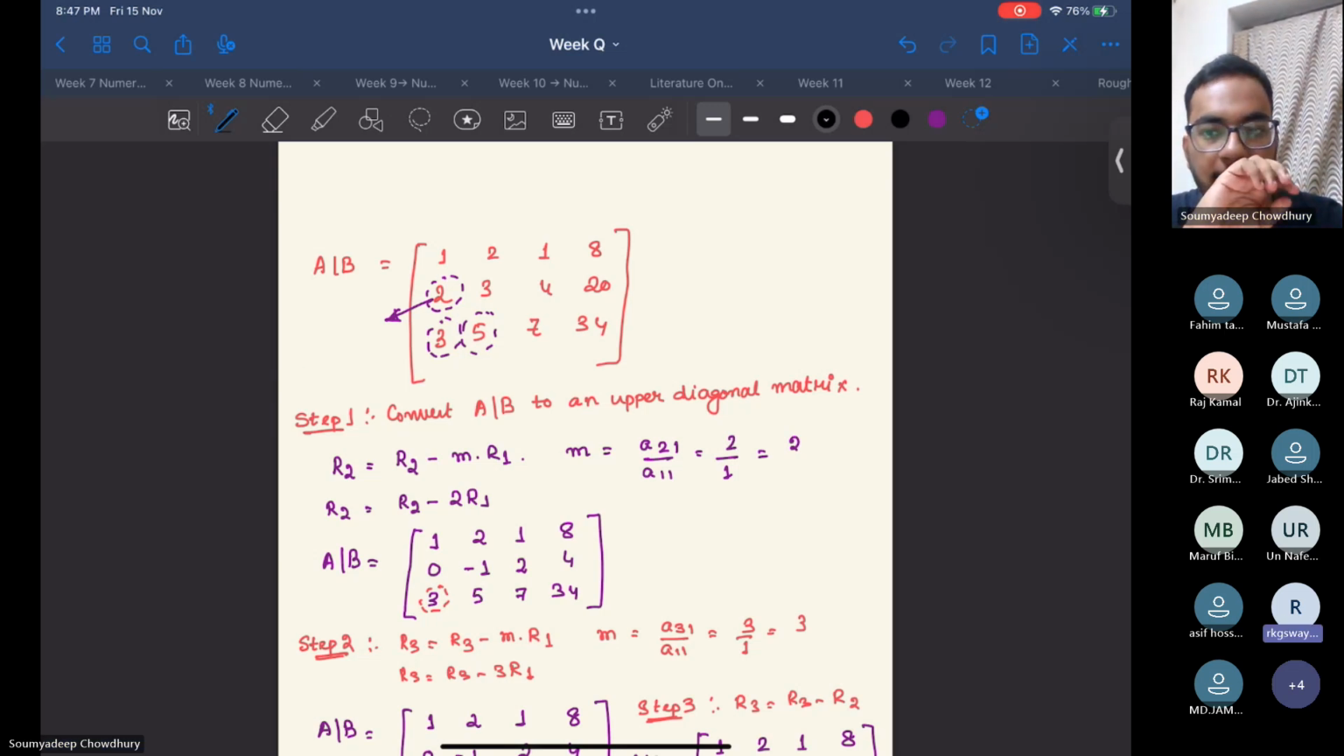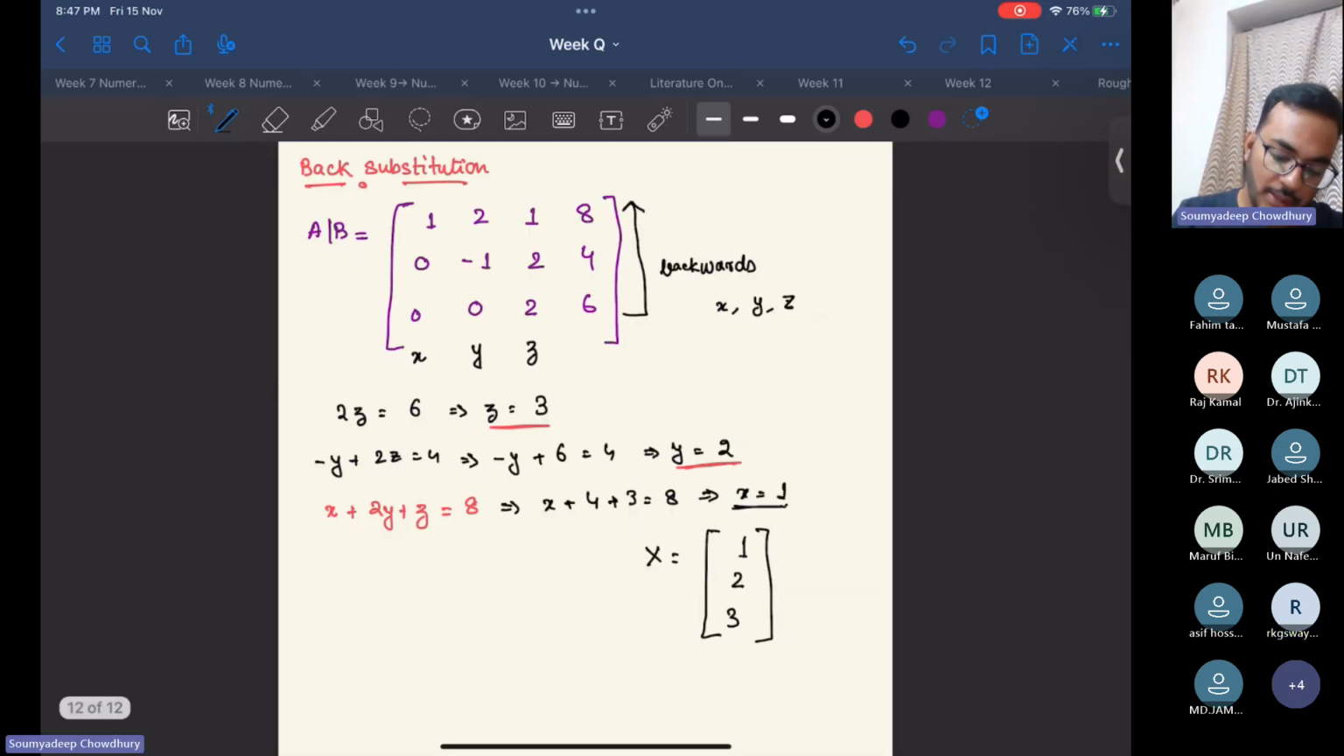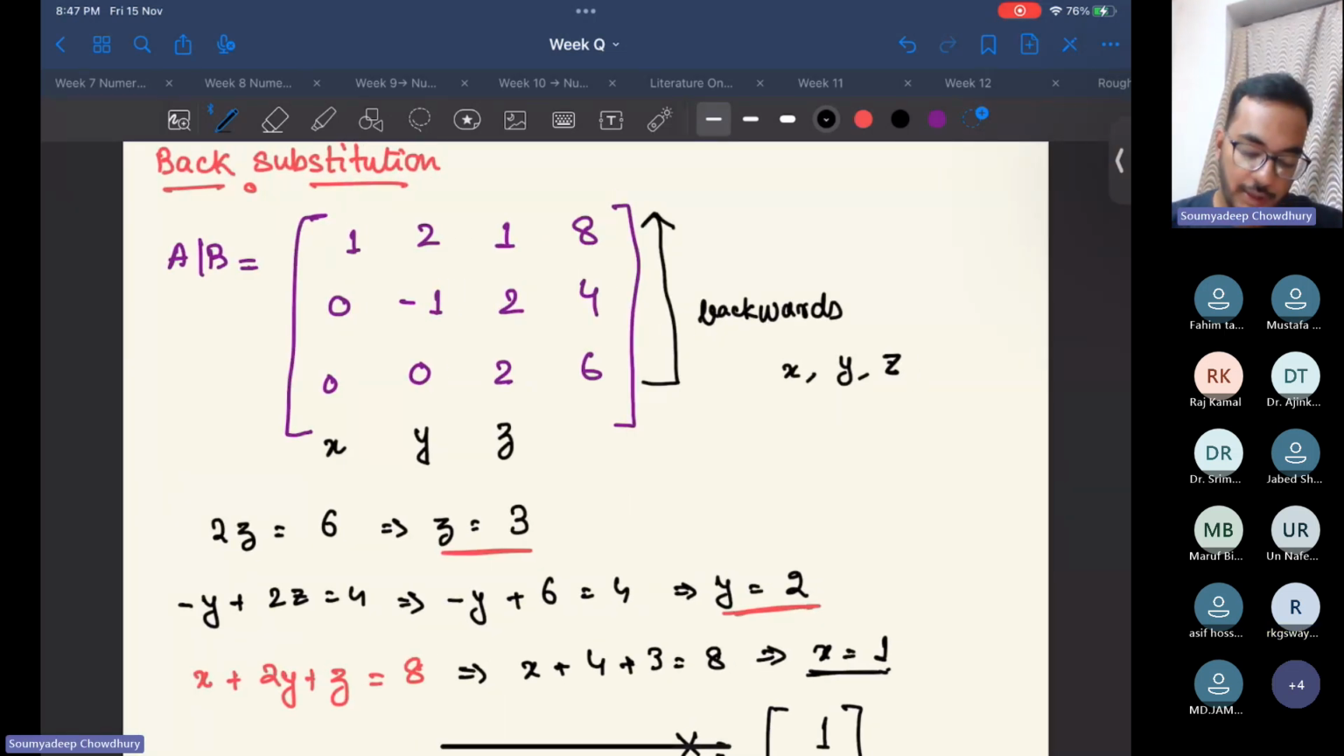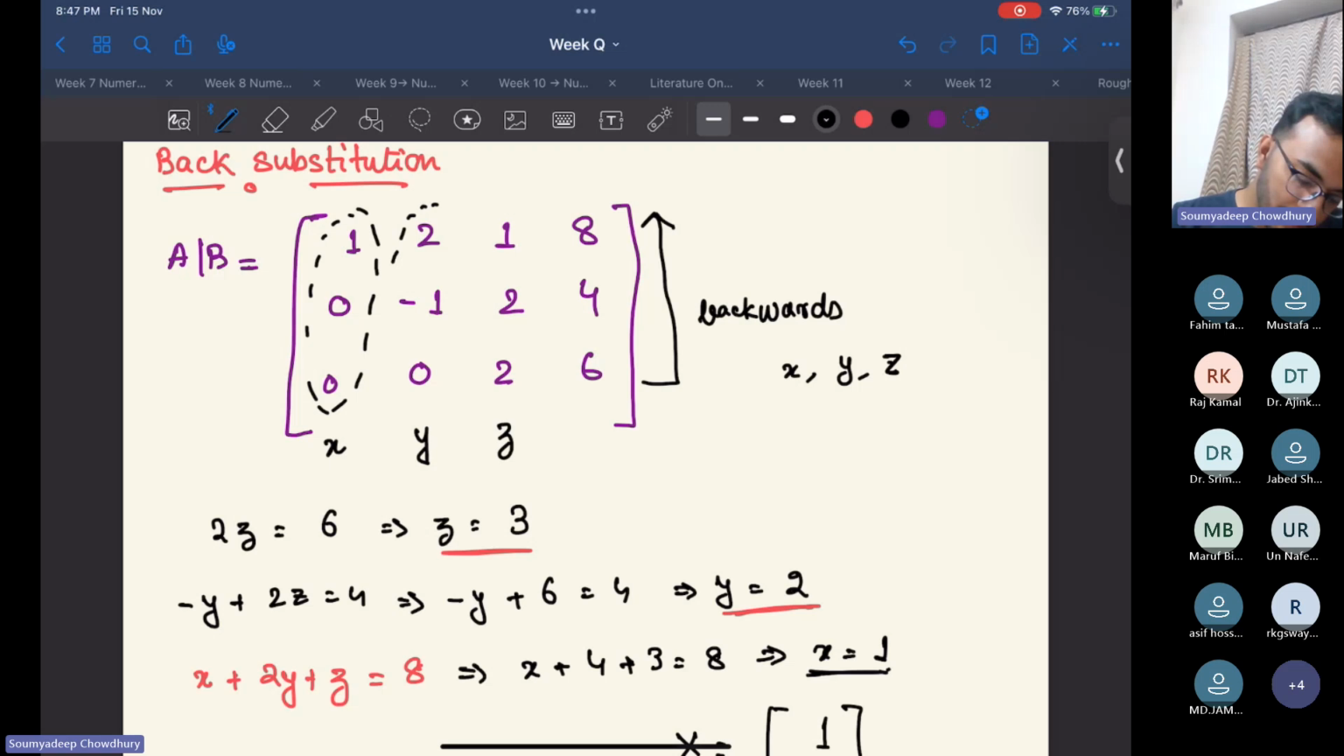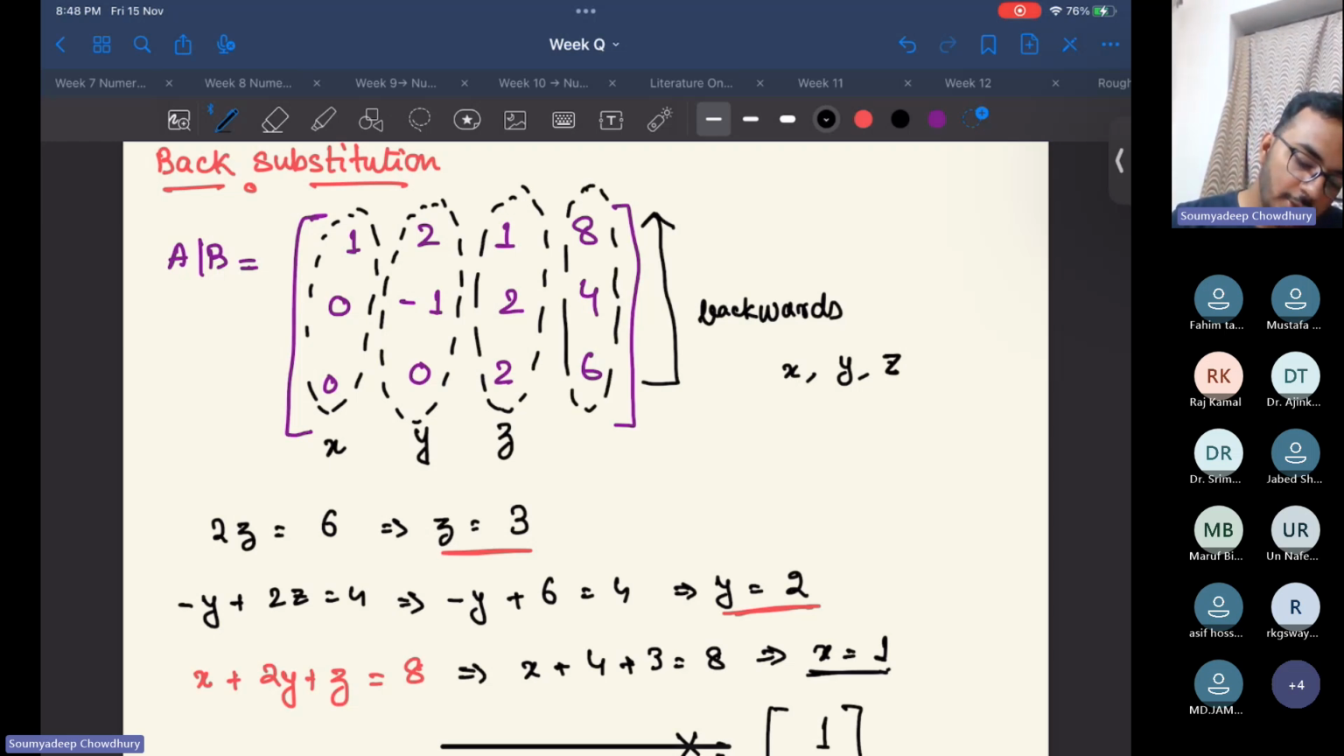Can you explain this back substitution again? How did you get these values? Yeah, sure. After the Gaussian elimination, we have this augmented matrix, right? 1, 2, 1, 8, 0, minus 1, 2, 4, and 0, 0, 2, 6. Your first column corresponds to the first unknown variable, which is x. The second column corresponds to y, and the third column corresponds to z. And the last column is your RHS matrix, right?